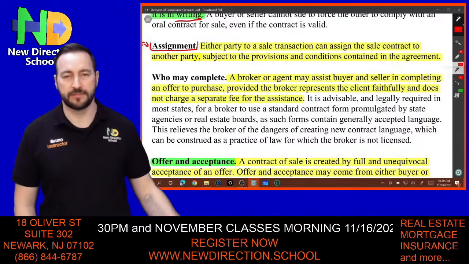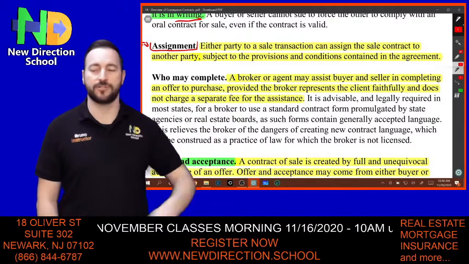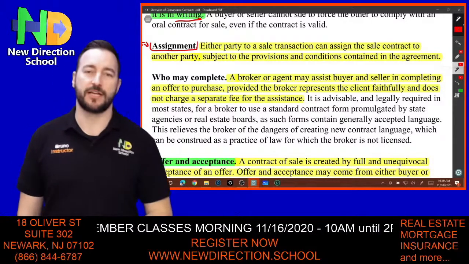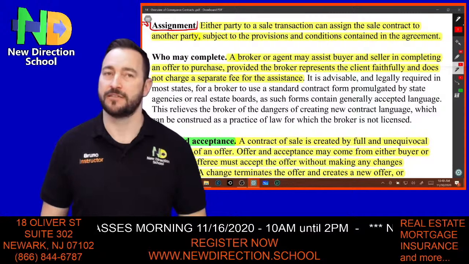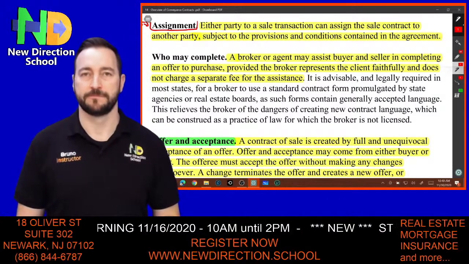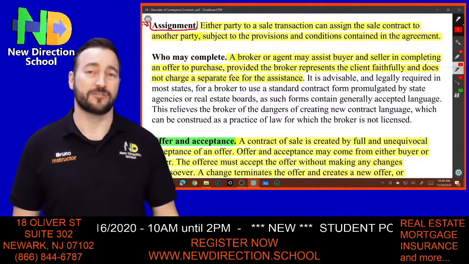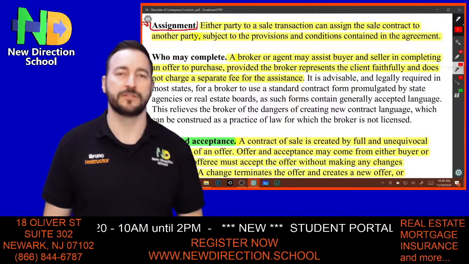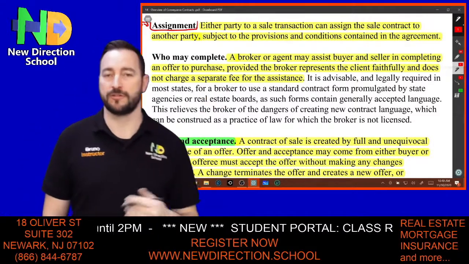Who may complete contracts for the conveyance of real estate? A broker or an agent may assist the buyer and seller in completing an offer to purchase, provided that the broker represents the client faithfully and does not charge a separate fee for the assistance. So attorneys prepare contracts, we get it. But in the regular transaction, residential for instance, we can participate and we cannot charge extra for it.